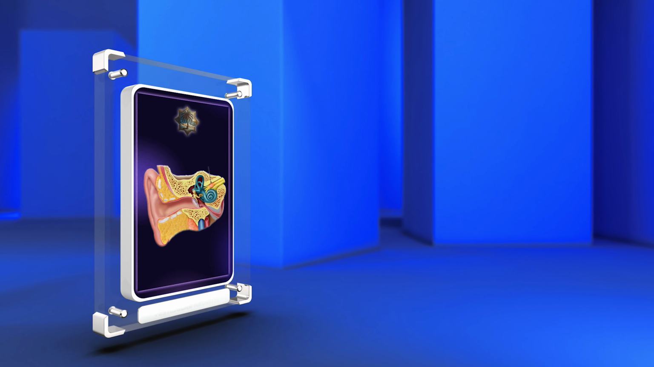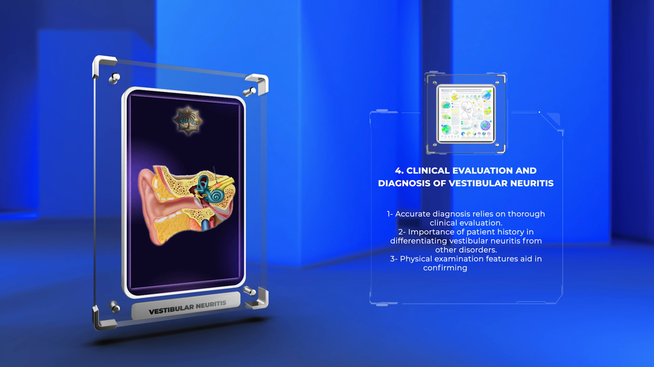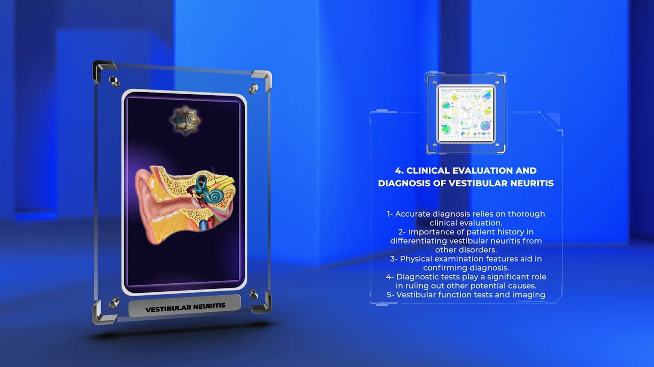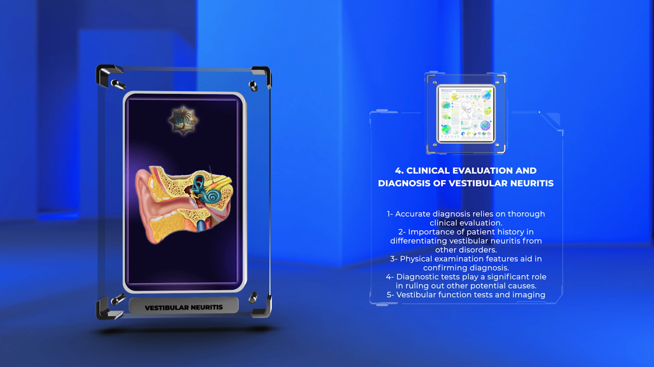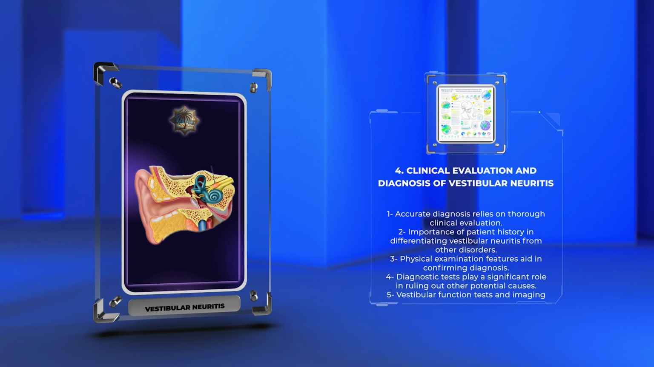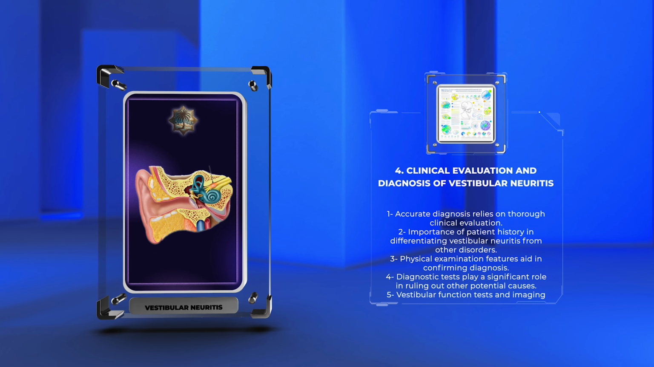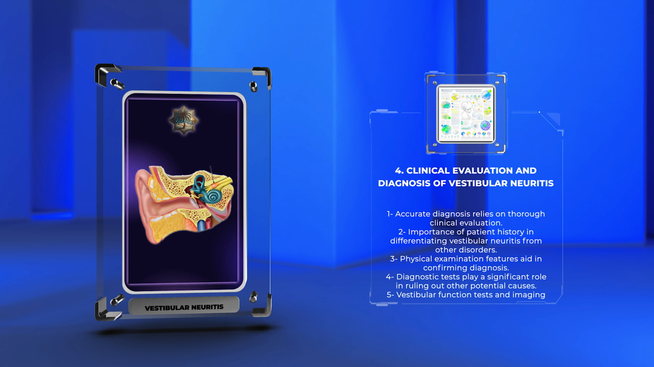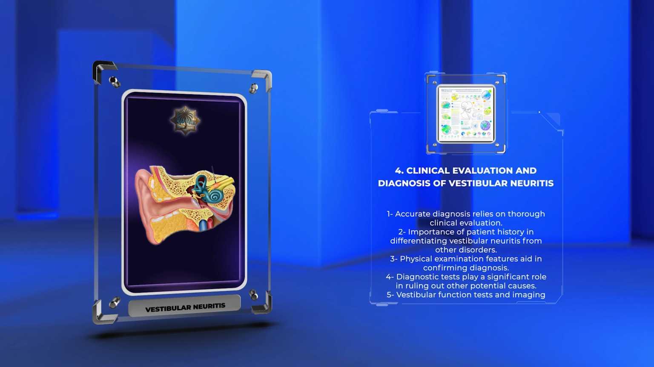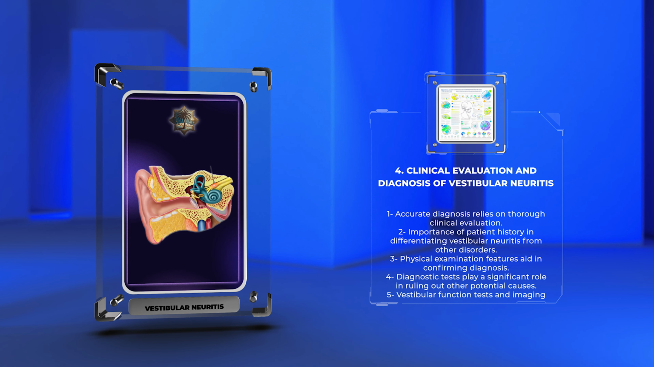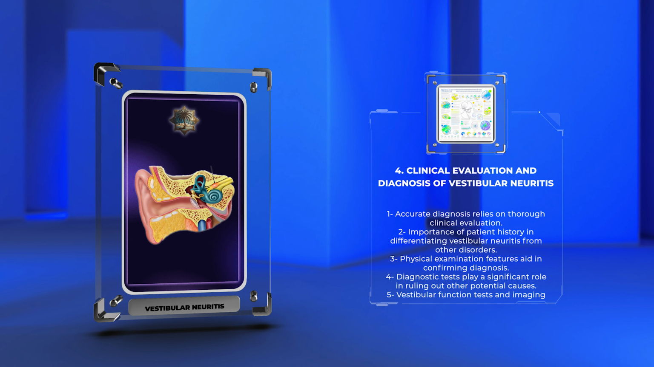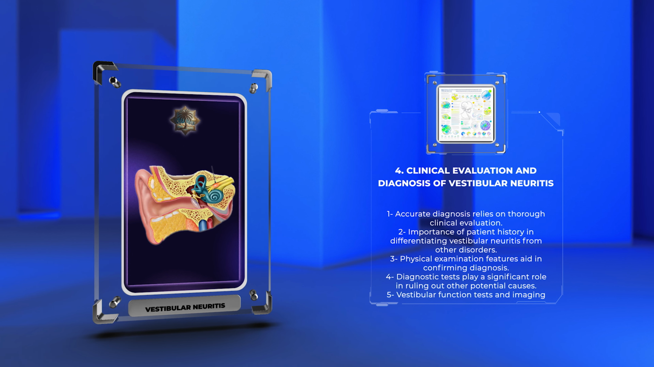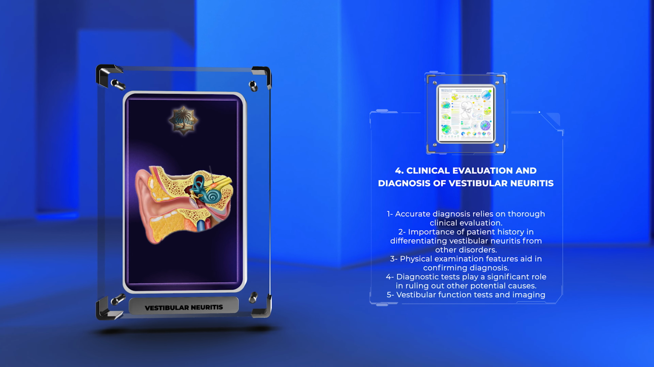4. Clinical evaluation and diagnosis of vestibular neuritis. Accurate diagnosis of vestibular neuritis relies on a thorough clinical evaluation. Patient history, including the onset and progression of symptoms, is crucial in differentiating vestibular neuritis from other vestibular disorders. Physical examination features, such as the presence of spontaneous nystagmus, abnormal head thrust test, and positive head shaking test, aid in confirming the diagnosis. Additionally, various diagnostic tests, including vestibular function tests and imaging modalities, play a significant role in ruling out other potential causes of vertigo and confirming the diagnosis of vestibular neuritis.